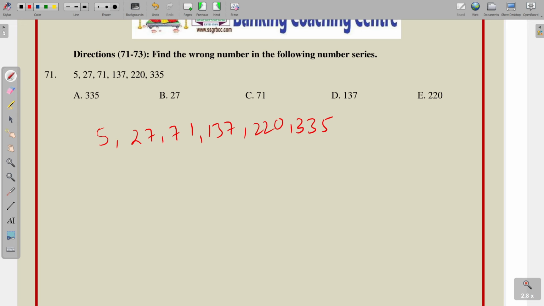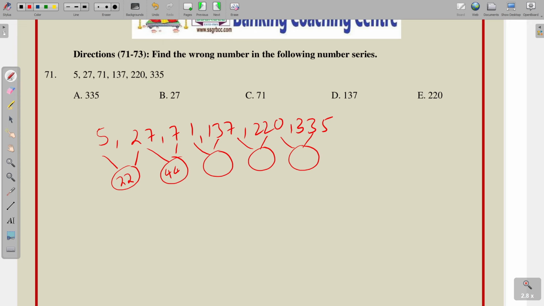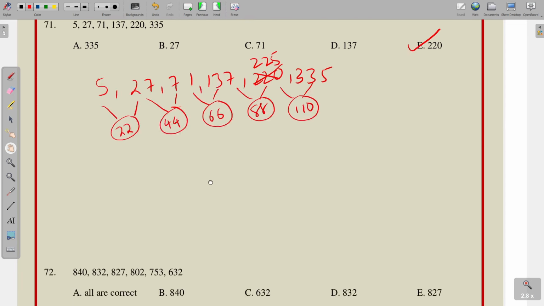By seeing this series, it is a small increasing series. How to identify the logic of this one? By using differences. If it is a small increasing series, you must take the difference. It is 22, 44, 66, 88 and 110. So the addition of these two is not 220; 225 is our right answer for this question. So the wrong number is 220. Next one.